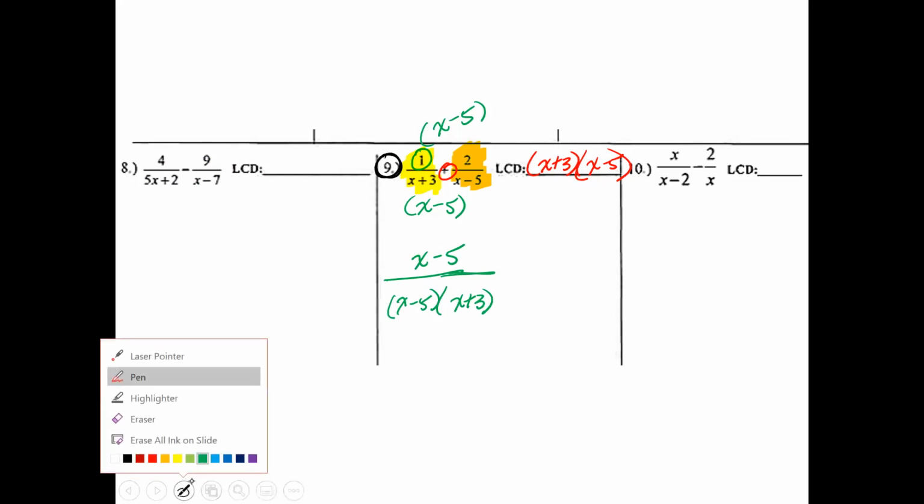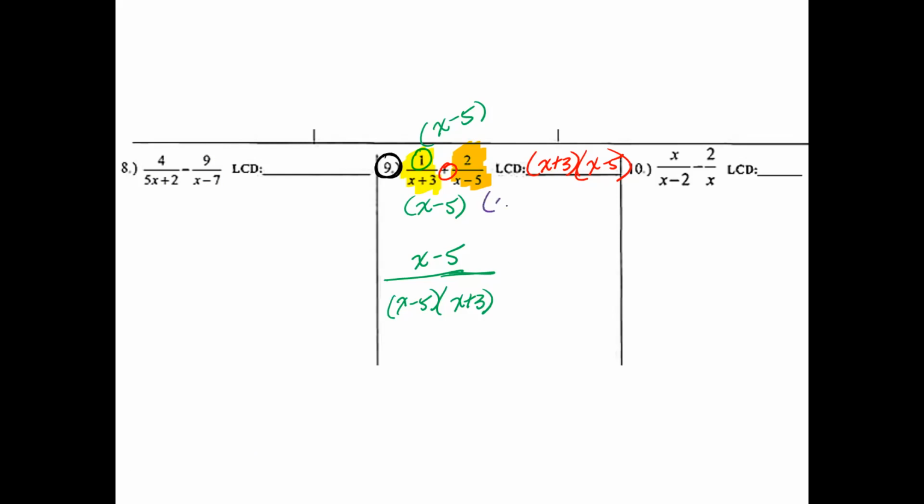Okay, so then I'm going to take a look at my orange fraction. And what am I missing? X plus 3. So I multiply that top and bottom. Okay, so then my new fraction for the second one is x minus 5, x plus 3, where I have the common denominator, but I do have to distribute that 2 into the x plus 3. 2 times x is 2x. 2 times 3 is a 6. And notice that I didn't have to distribute like a negative because it's a positive. It's plussing the two fractions, okay?